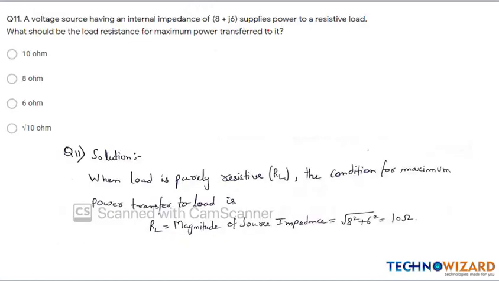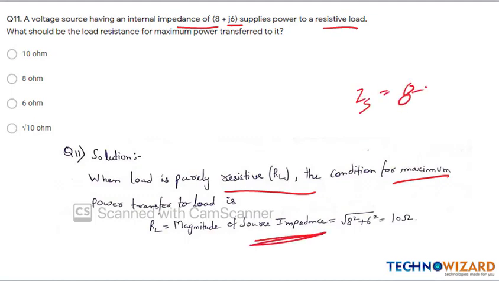Question number 11. A voltage source having an internal impedance of 8 plus j6 supplies power to a resistive load. This is a question related to the maximum power transfer theorem. For maximum power transfer, when the load is purely resistive, the condition is RL equal to the magnitude of the source impedance ZS, which is 8 plus j6. To calculate the magnitude, root of 8 square plus 6 square, which is equal to 10 ohm, is the load resistance connected here in the circuit.